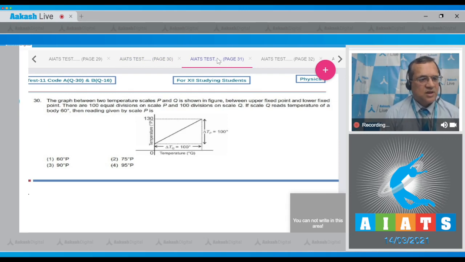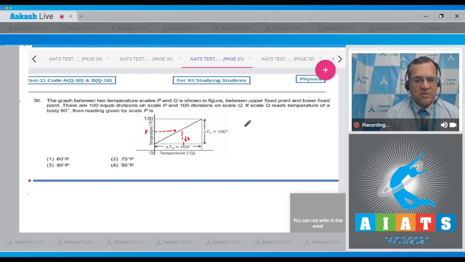Now see, the question number 30: the graph between the two temperature scales P and Q is shown in the figure. Between upper fixed point and lower fixed point, there are 100 equal divisions on the scale of P and 100 divisions on the scale of Q. If the scale Q reads the temperature of a body as 60 degrees, then what is the reading given by P? Now see, the temperature of Q is 60 degrees given, and you have to find the temperature corresponding to the P scale.